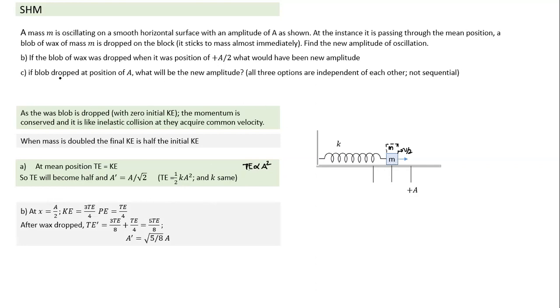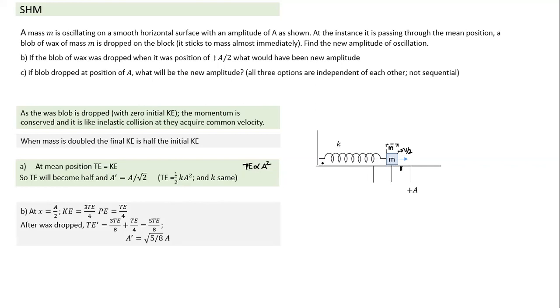A little more complicated could be this. This kind of question has come a couple of times. If a blob of wax was dropped not when it was at the mean position. At the mean position, what is the advantage here? There was no potential energy, the entire thing was kinetic energy. It was dropped at A by 2, so not at the mean position but when it was passing through the point A by 2. So again, at that time, the velocity is not V max, the velocity is something else.